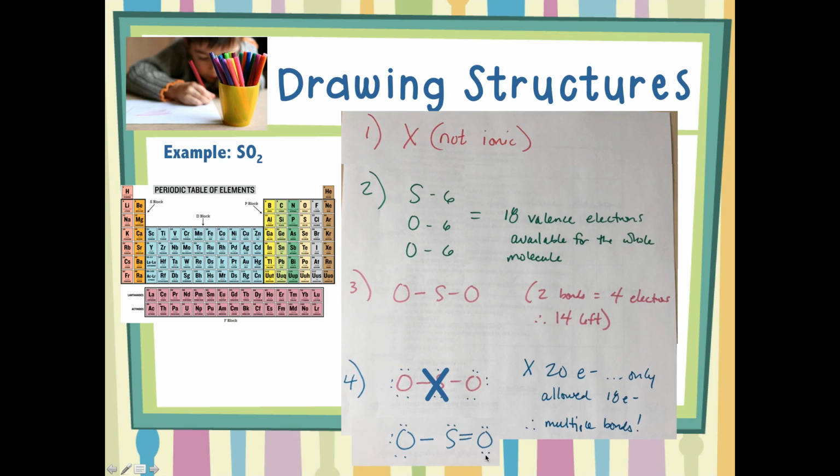Let's double check. So I have 2, 4, 6, 8, because remember there's 2 in every line, 10, 12, 14, 16, 18. So I've got 18 valence electrons, but we also have to double check if all the atoms are stable. This oxygen has 2 right here, and then 3, 4, 5, 6, 7, 8. This oxygen's good. Sulfur has 1, 2, 3, 4, 5, 6, 7, 8. Sulfur's good. And then oxygen has 1, 2, 3, 4, 5, 6, 7, 8. This oxygen is good.